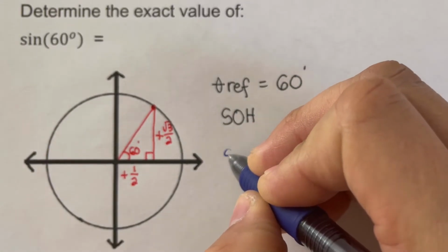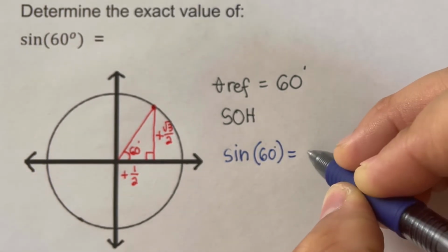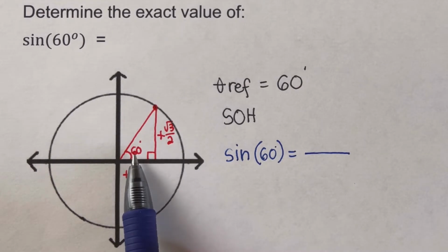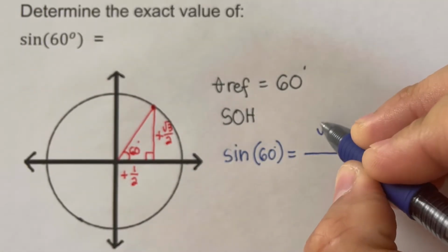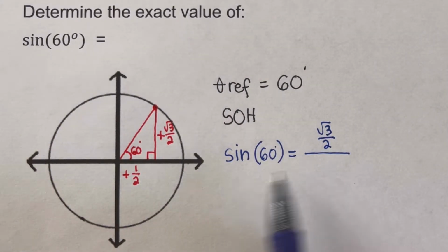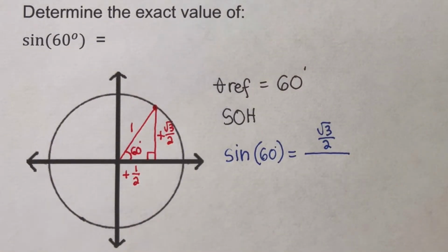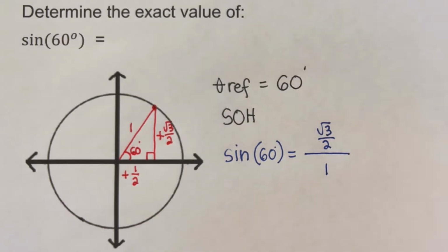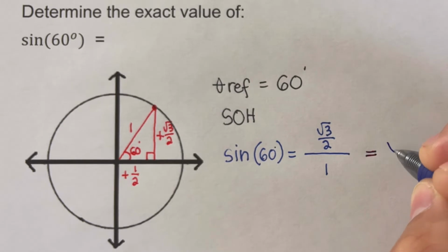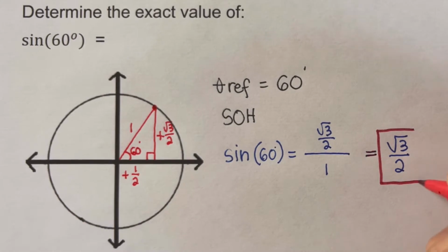So we can go ahead and write down sine of 60 degrees is equal to the opposite to the 60 here, which is positive square root of 3 over 2, and then the hypotenuse is, remember for the unit circle, always 1, so this is over 1. Simplifying this, sine 60 comes out to be square root of 3 over 2. This is the exact value for sine 60. I'm just going to write that up here.